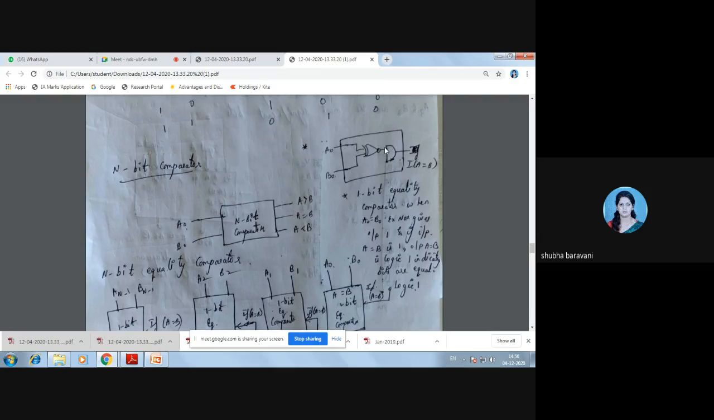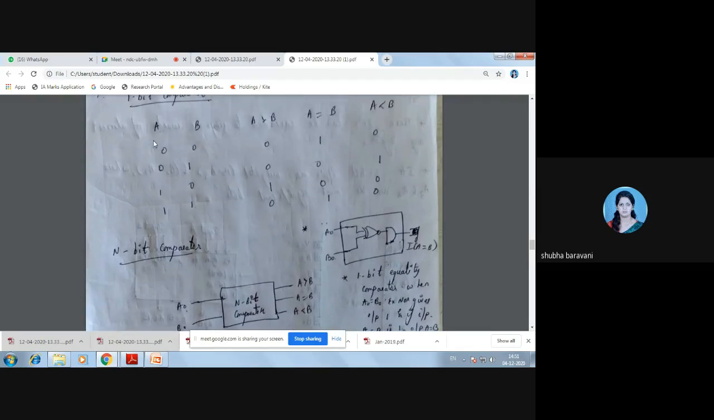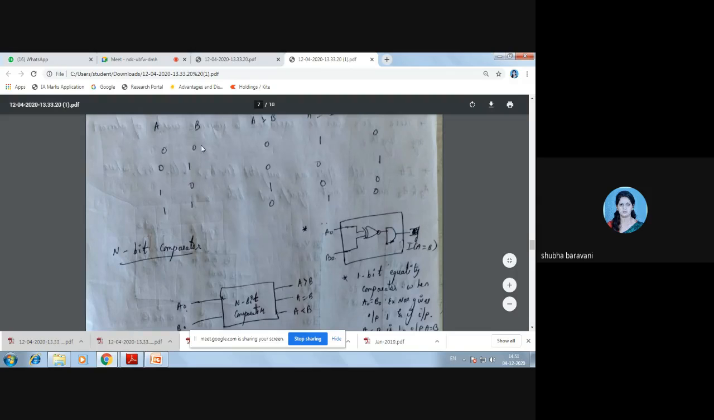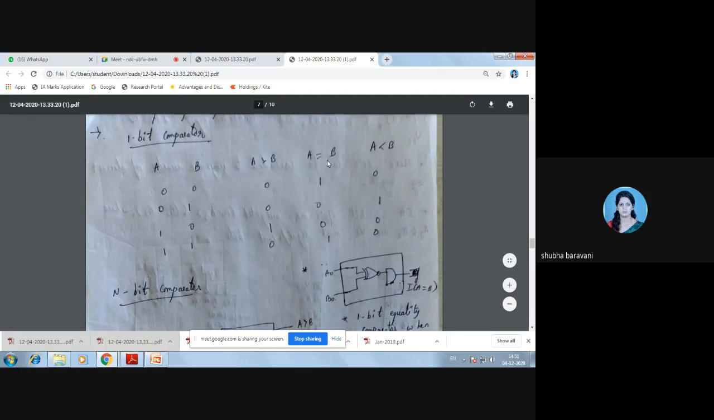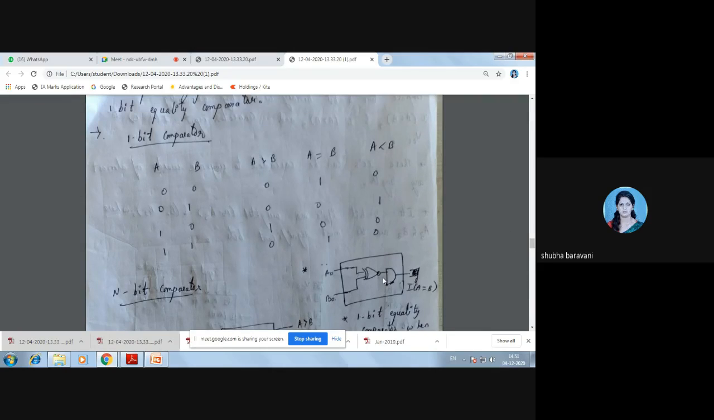Then output A is equal to B is when bits are equal. So if your A naught, B naught are equal, for example 1, 0, 0, then A is equal to B. A is equal to B when your XNOR output is 1. Here the XNOR output is 1.